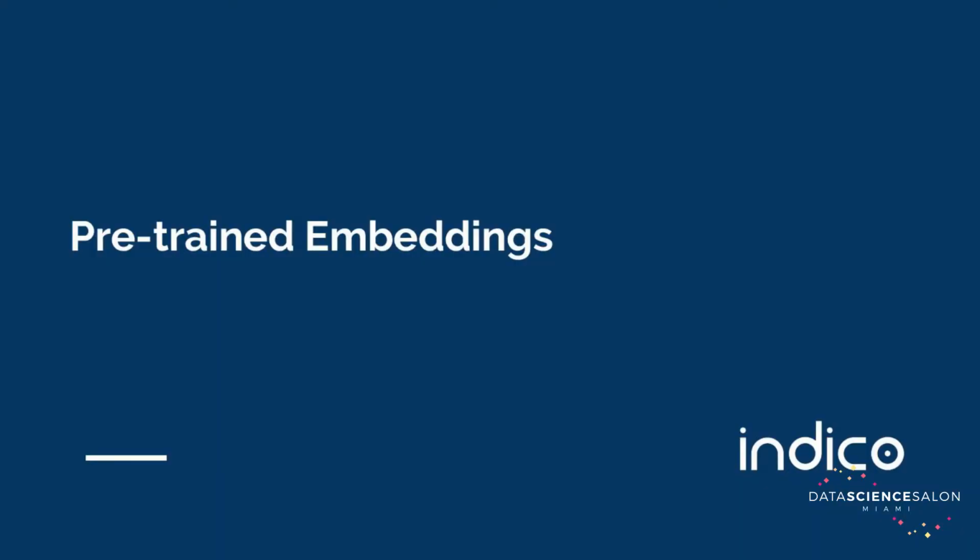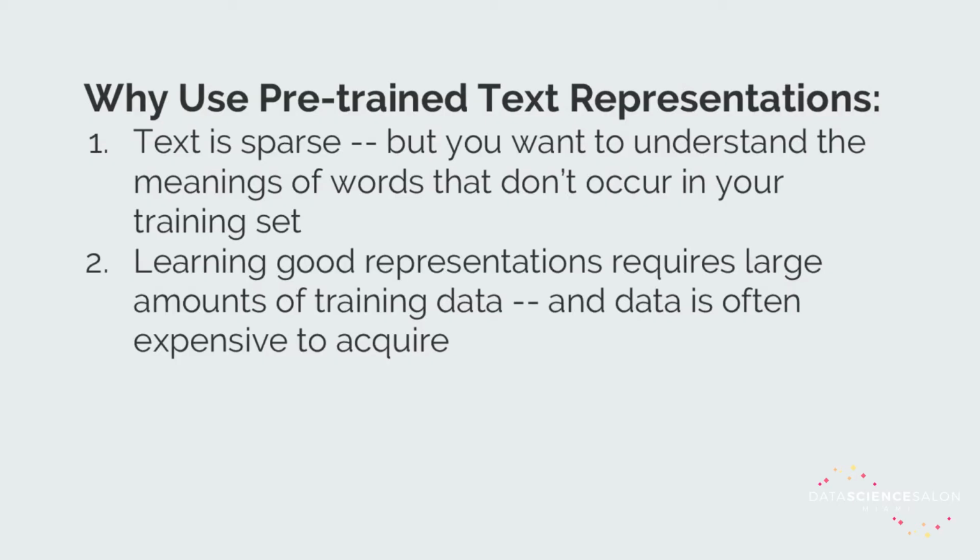So let's talk about pre-trained embeddings, and in particular, pre-trained embeddings for natural language processing tasks. Again, why should we care? Well, first off, text is super sparse, and you simply might not see a word. If your representation for your data is whether or not each individual word occurred, and you see a word in your test data that doesn't occur in your training data, you're out of luck.